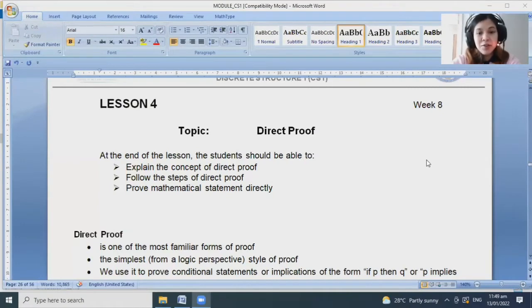Lesson number 4. Let us talk about direct proof. At the end of the lesson, the student should be able to explain the concept of direct proof, follow the steps of direct proof, and prove mathematical statements directly.